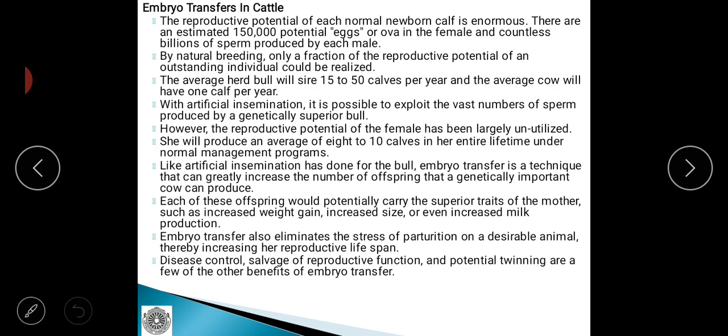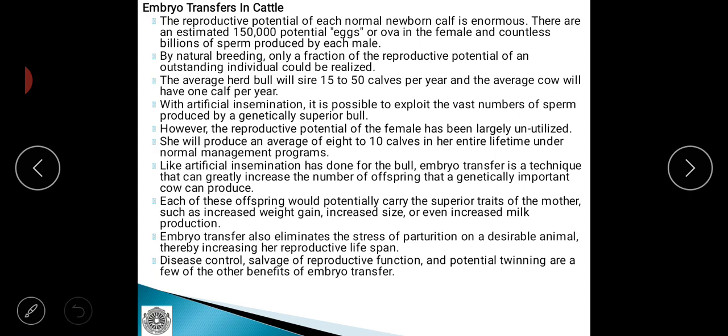Embryo transfer in cattle. The reproductive potential of each normal newborn calf is enormous. There are an estimated 150,000 potential eggs or ova in the female and countless billions of sperm produced by each male. By natural breeding, only a fraction of the reproductive potential of an outstanding individual could be realized.